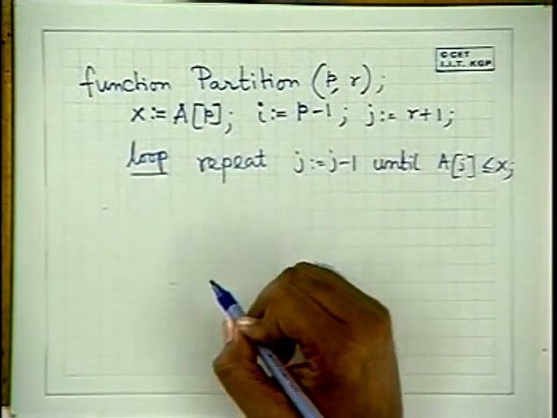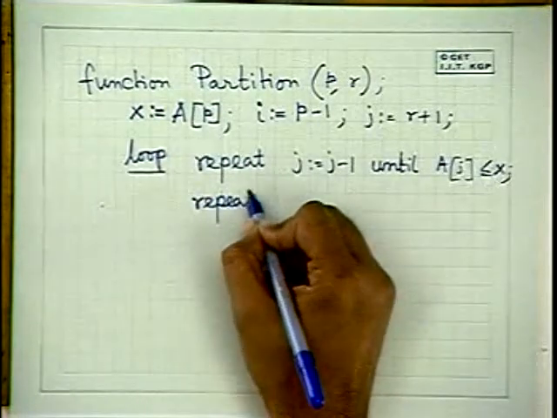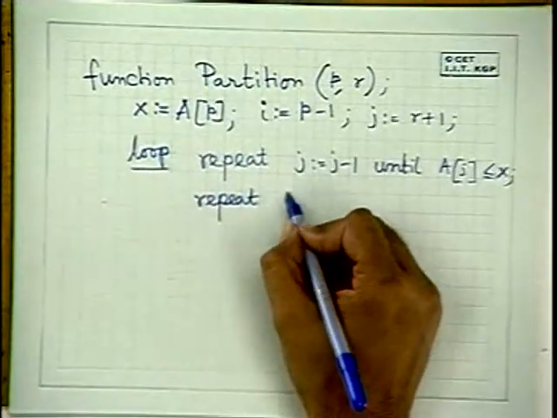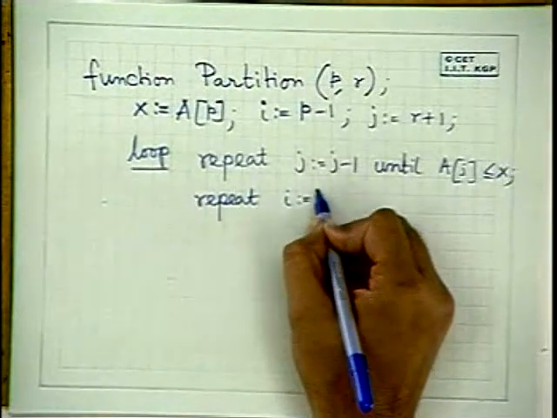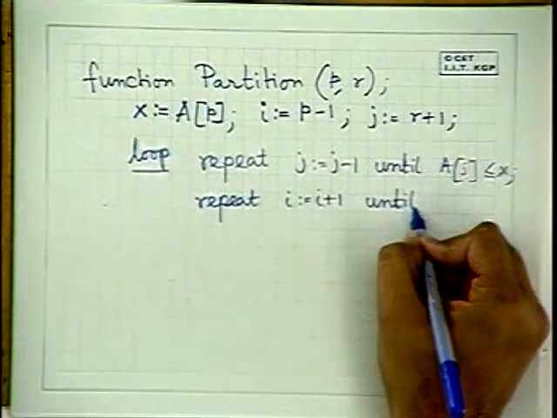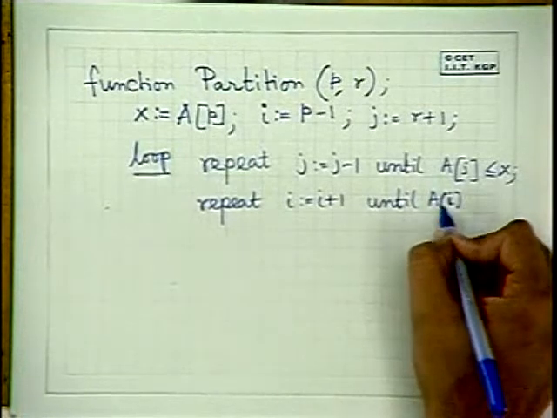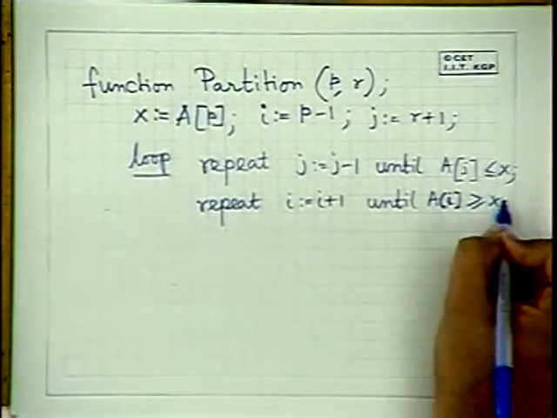Okay. When AJ becomes less than or equal to X, you stop. So all the elements, as long as they are greater than X, you move the right pointer towards the left. Alright. There is another repeat loop. You do the same thing for the left pointer I also. So this time I will be I plus 1 until AI is greater than or equal to X.